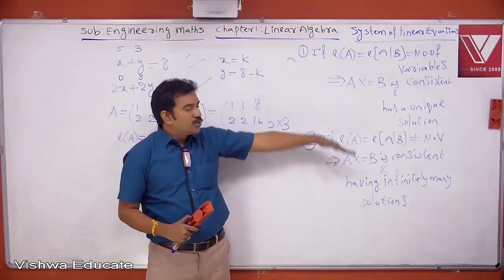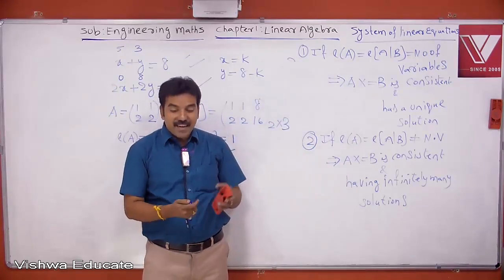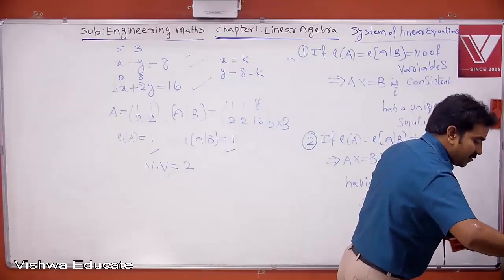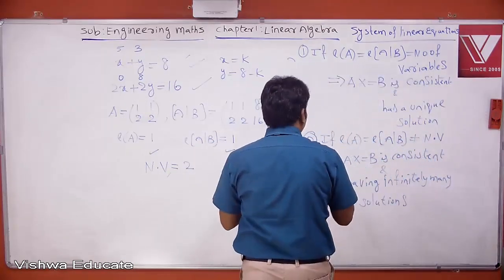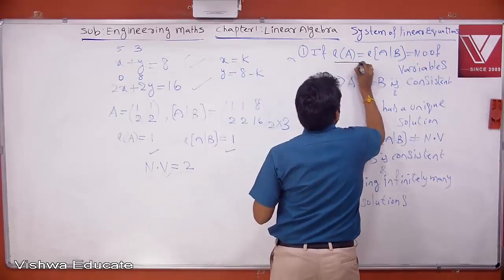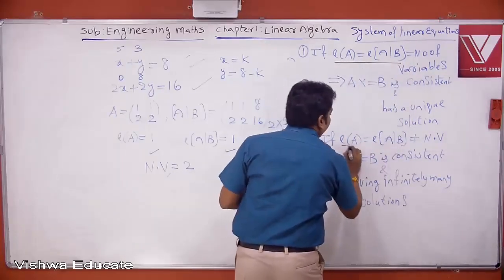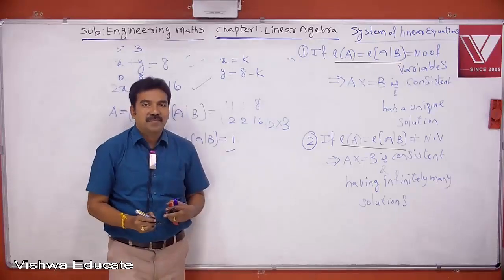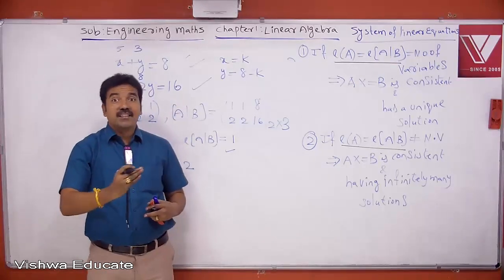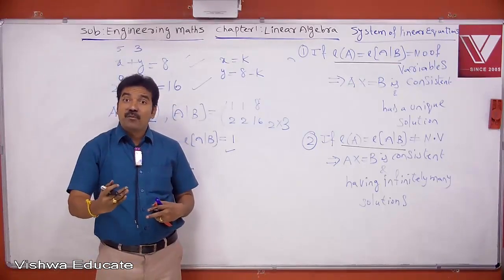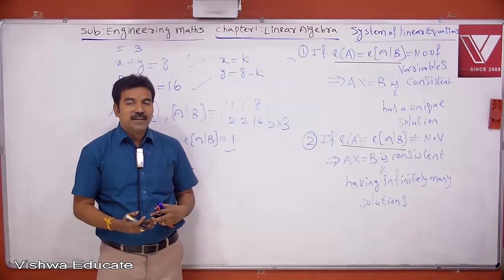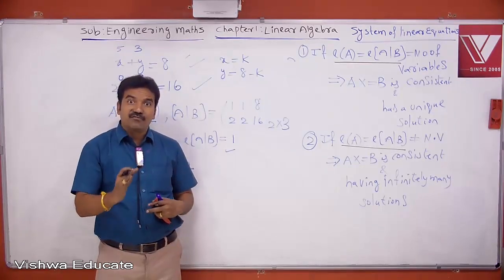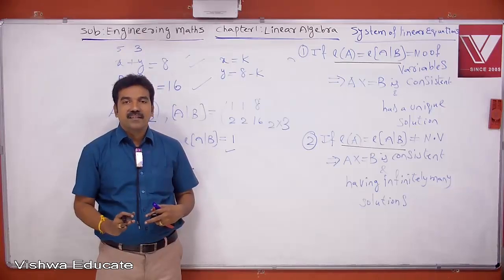Now, when you look at these two cases, there is one condition which is very common. Let us see what it is. The common condition is this: rank of A equals rank of A slash B. It indicates that the system is consistent. Why are we comparing with the number of variables? To confirm the number of solutions. So if rank of A equals rank of A slash B, it confirms that it is consistent.